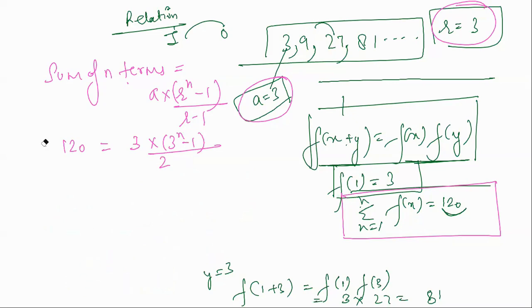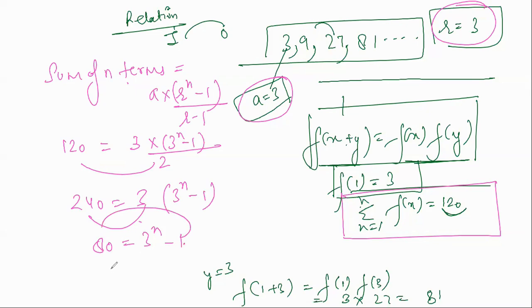So let's solve it further. 120 times 2 is 240, which equals 3 times (3^n minus 1). Then divide by 3, which gives 80, equal to 3^n minus 1. The 1 we take to the left hand side, so it becomes 80 plus 1, 81, equal to 3^n. We want to write 81 in the form of 3 raised to some power. 3 raised to the power 4 is 81. So 3^4 = 3^n, the 3s cancel out, and n is equal to 4. So basically we have 4 terms in the sequence.